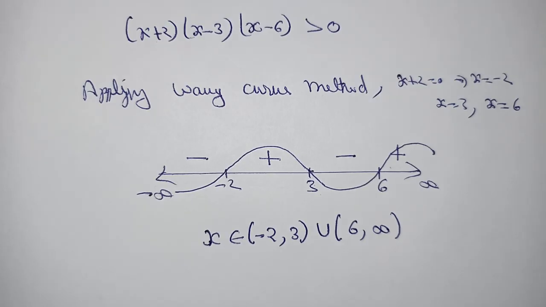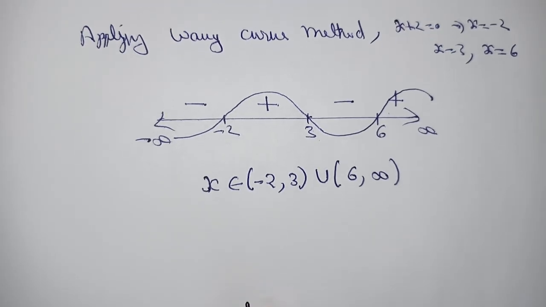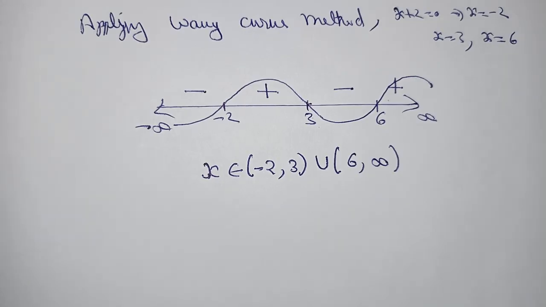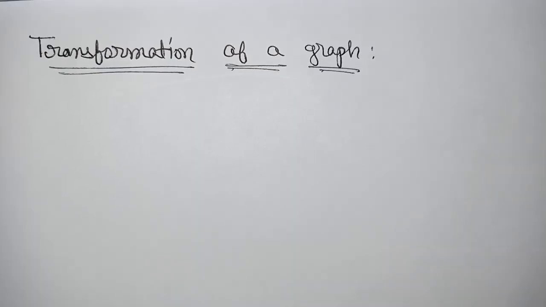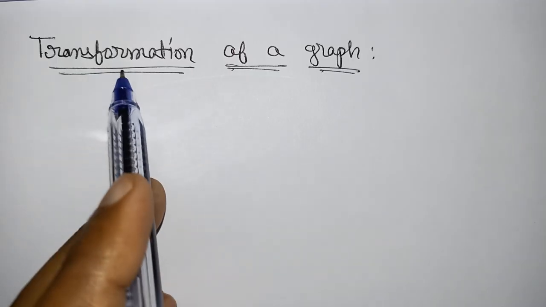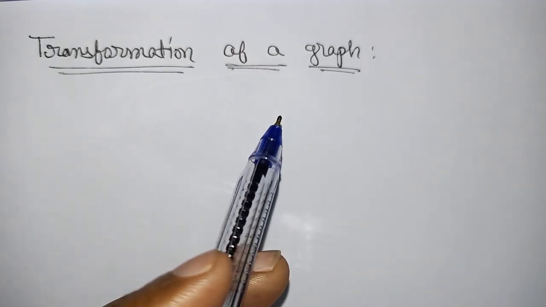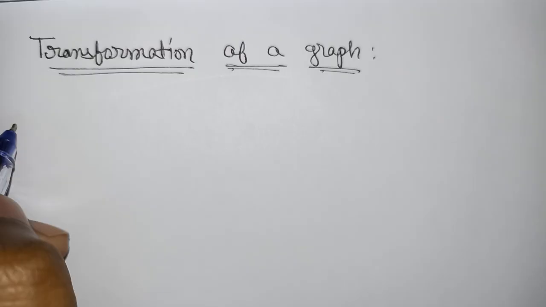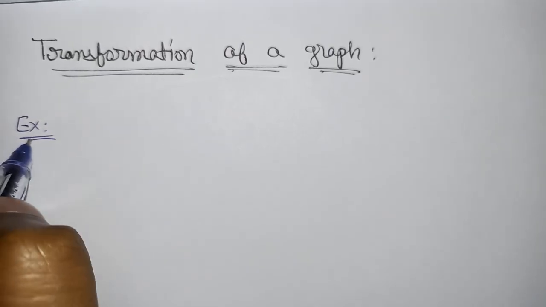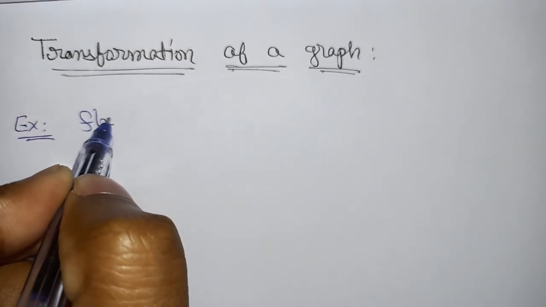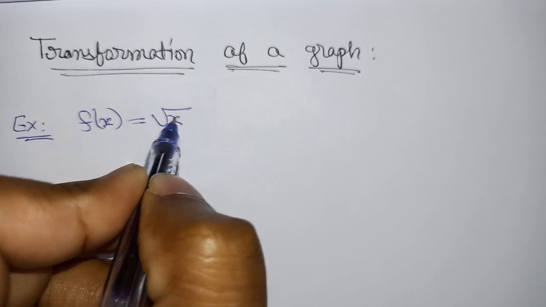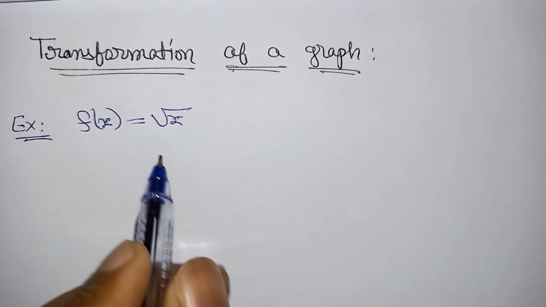So what is the next part? The next part is transformation of graphs. Okay, so the topic is transformation of a graph. So what is transformation of a graph? Suppose we have an example, we will understand this by example. Whenever we take a function f of x equal to square root of x, how do we transform this function?